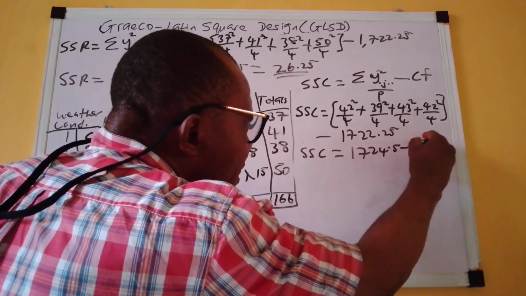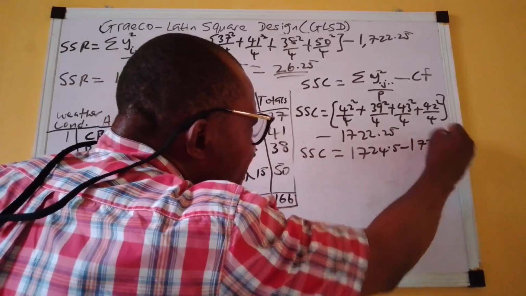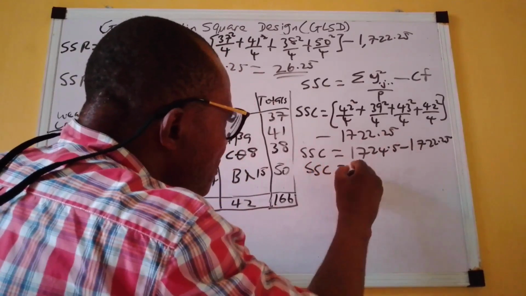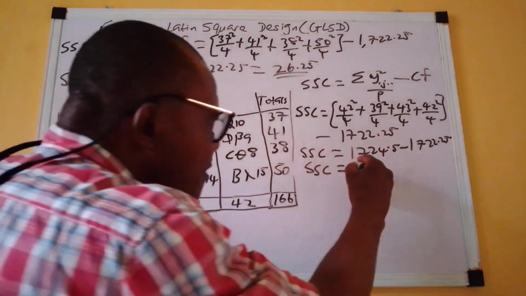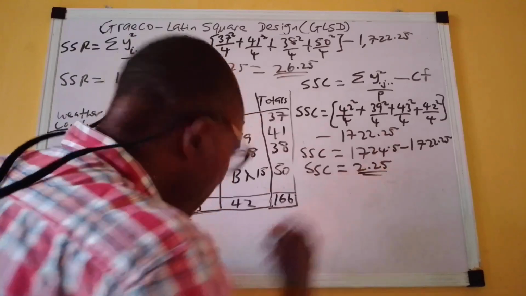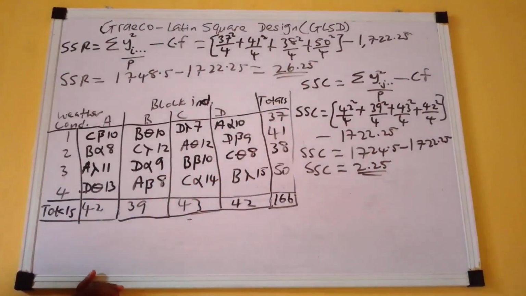1724.5 minus 1722.25. So our SS column, which is the sum of squares for the column, the sum of squares for the block industries, when you subtract 1724.5 from 1722.25, you have 2.25. That is what you are going to have.